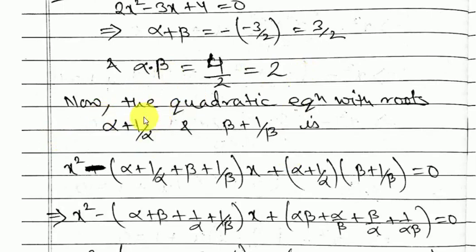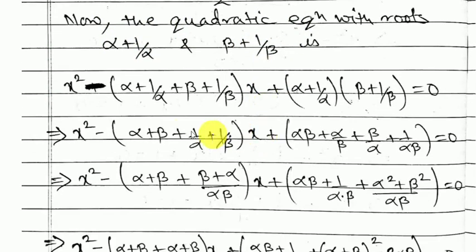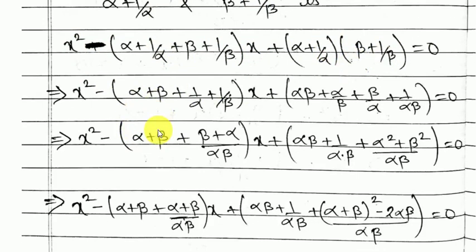Okay, and we are looking for the quadratic equation whose roots are alpha plus 1 by alpha and beta plus 1 by beta. So you know that the equation will be x square minus sum of the roots into x plus product of the roots. So put these values, and you have to express them in terms of alpha plus beta and alpha into beta. Okay, so you got to simplify.